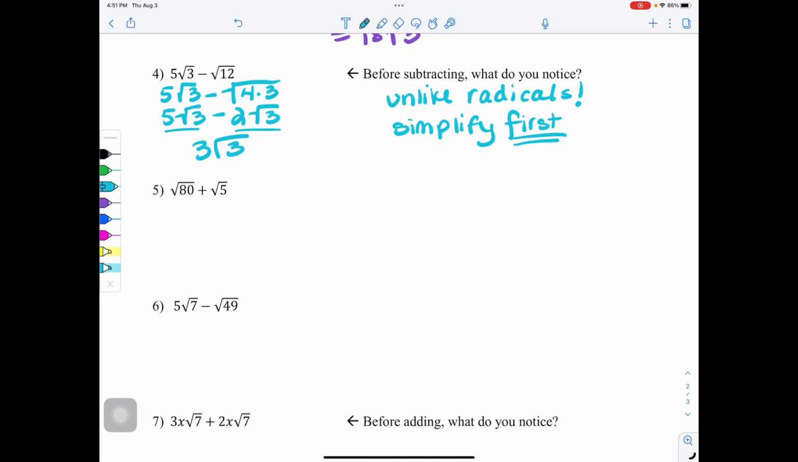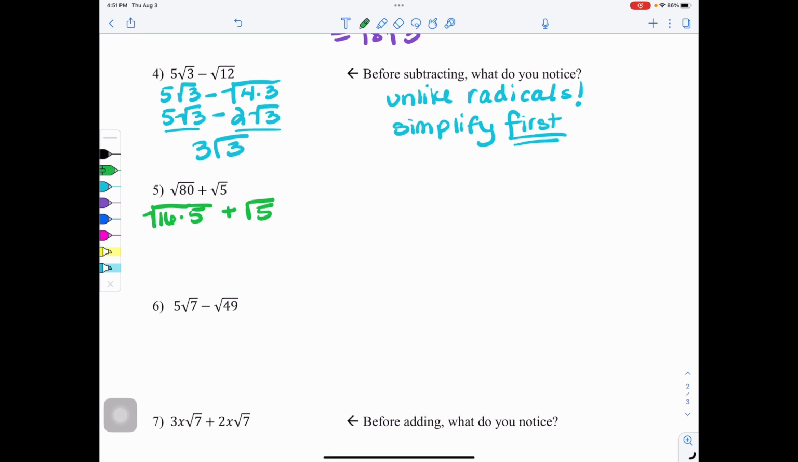Number 5, it looks like we don't have like terms, but we can actually simplify the square root of 80. So the largest perfect square factor of 80 is 16. So this is going to break down into 16 times... We'd have to multiply 16 by 5 in order to get 80. And then plus square root 5.